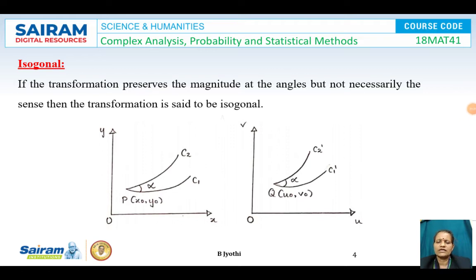What is isogonal? If the transformation preserves the magnitude of the angles but not necessarily the sense, then we say that it is an isogonal transformation.